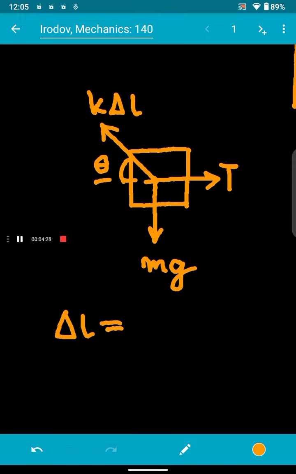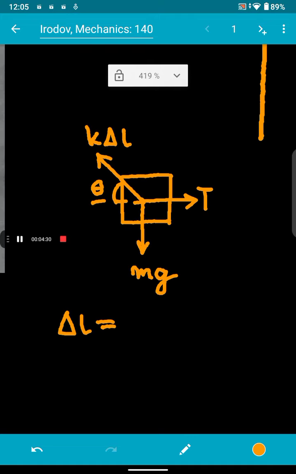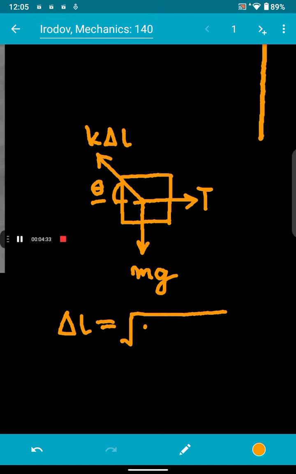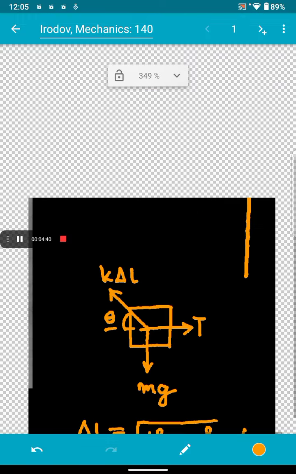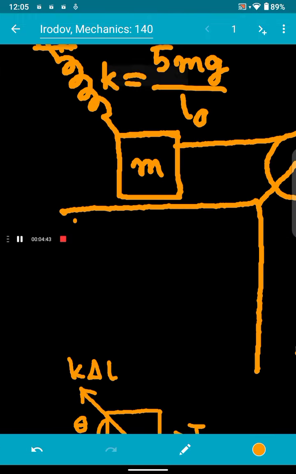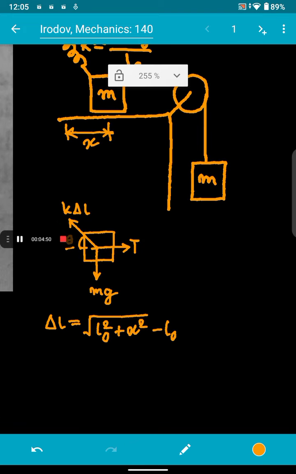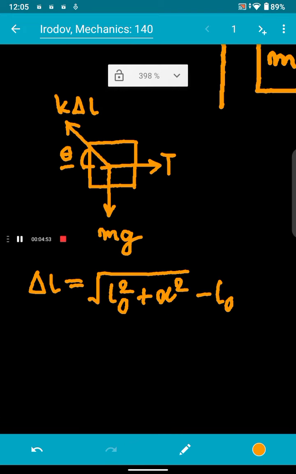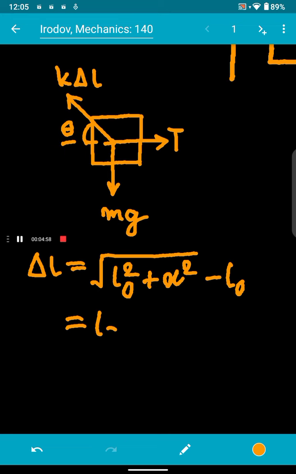So delta L will be nothing but root over of L0 square plus x square minus L0. And what is this x? X is the distance covered by the center of mass of this block, from where it was to where it went. So this will be basically your delta L. You can also write it as L0 into cosec theta minus 1.